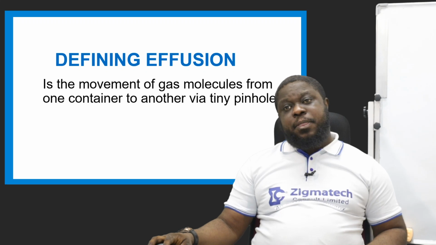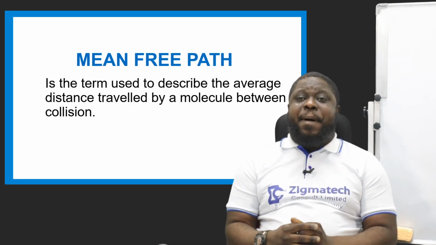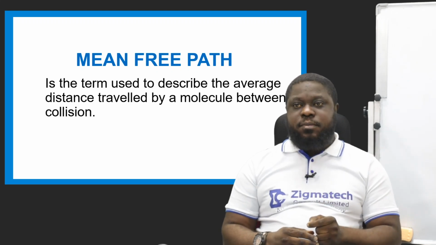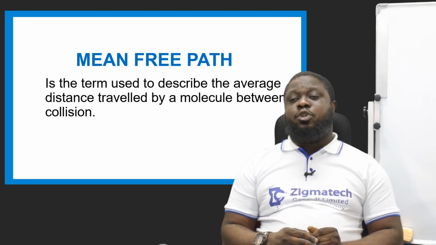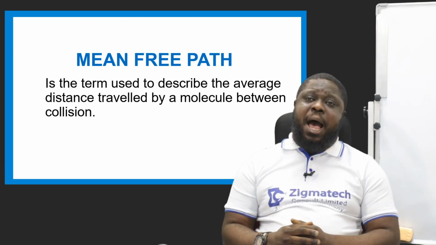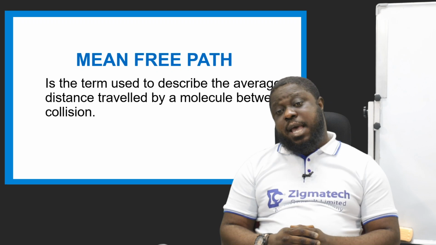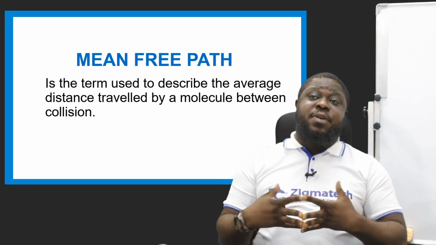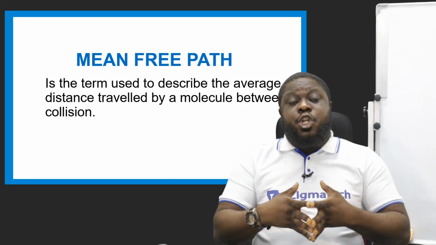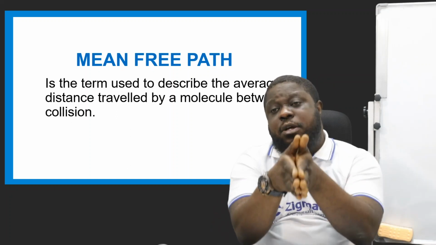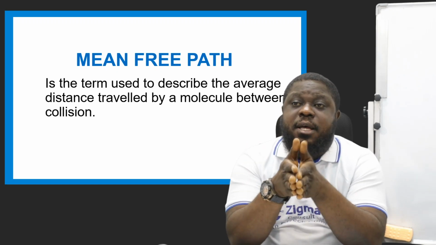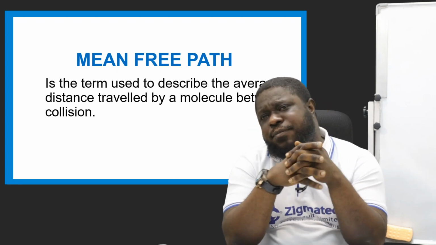The mean free path. Let's know what the mean free path is. The mean free path is a term used to describe the average distance traveled by a molecule between collisions. As they are moving, they are colliding with each other, because they move randomly. So they will collide until they enter into the next container. When they enter the next container, they will still start colliding because of Brownian motion.